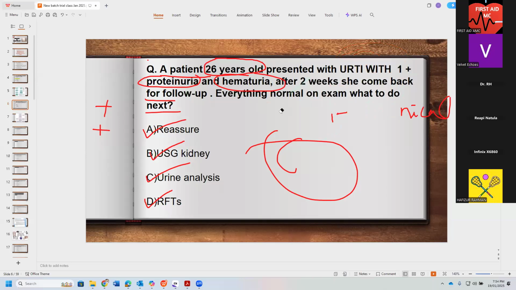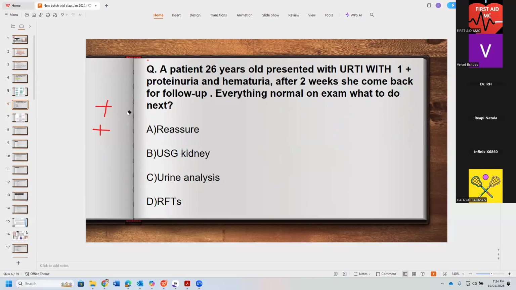Is it clear, guys? Because in young patients, sore throat or skin infections can lead to glomerulonephritis. So your answer is urine analysis.